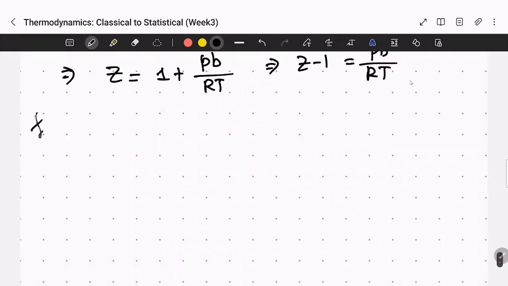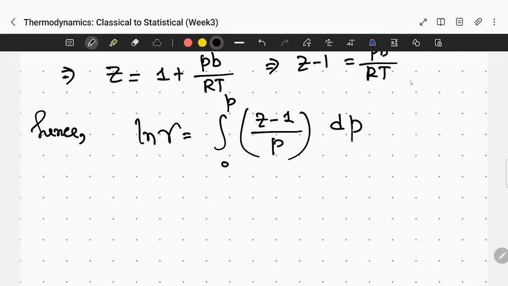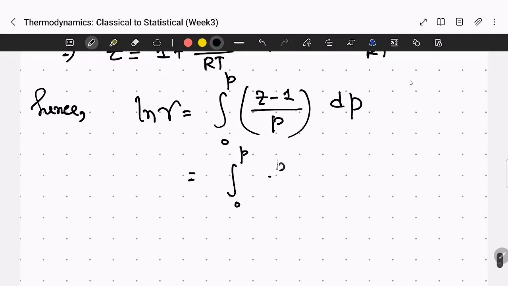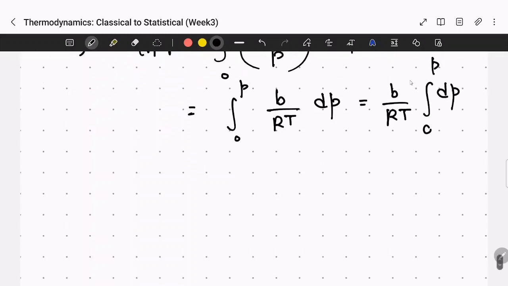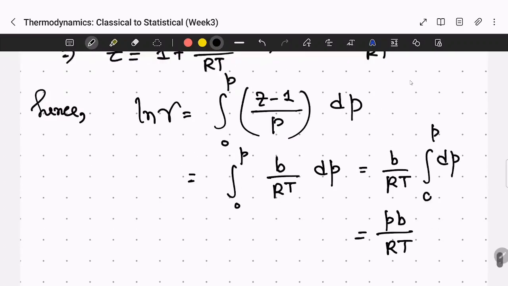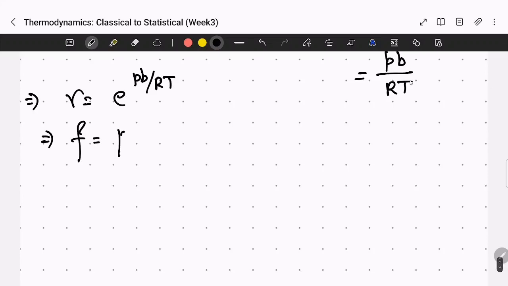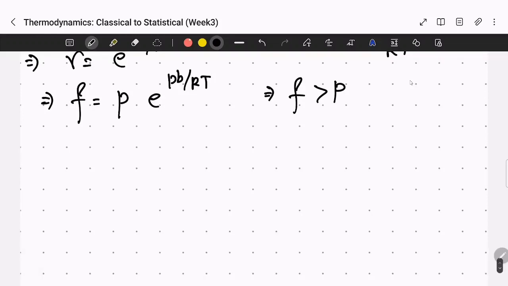If this is the case, hence ln gamma will be integration 0 to P of Z minus 1 by P dP. So Z minus 1 is PB by RT, divided by P, means it's B by RT dP. So B by RT will be out from integration. So we can write PB by RT. So gamma will be e to the power PB by RT. At high temperature, F will be P into e to the power PB by RT. So it's clear that F will be greater than P. So if F is greater than P, the escaping tendency is greater.